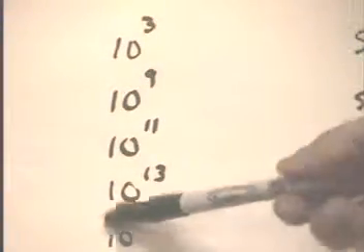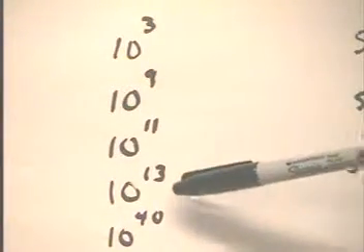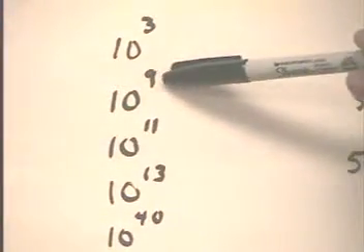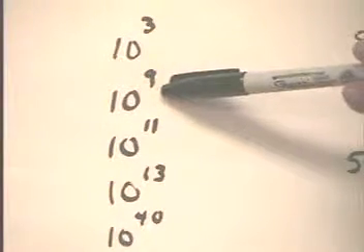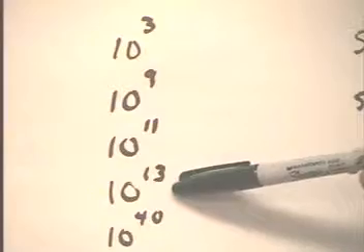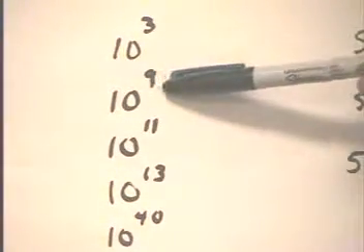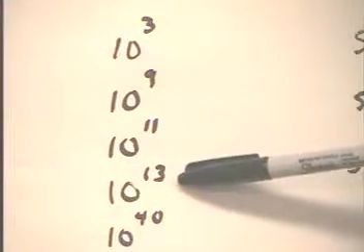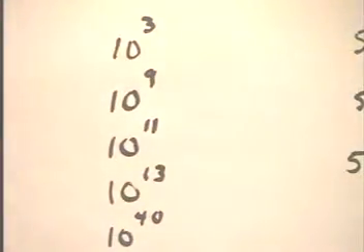So 10 to the 40th is actually, well, let's think about this. 10 to the 13th is 10,000 times 10 to the 9th, because we'd multiply 10 to the 9th by 10 to the 4th, or 10,000, in order to get 10 to the 13th, because we add exponents. So this is 10,000 of these. So this number is a lot bigger compared to this than it looks like just from the exponents. We've got to keep that in mind.